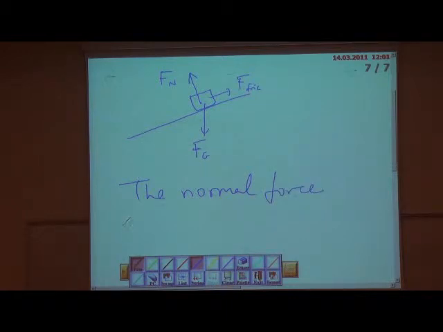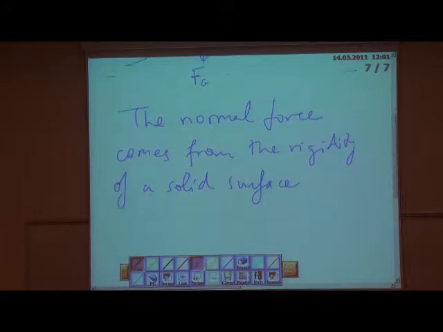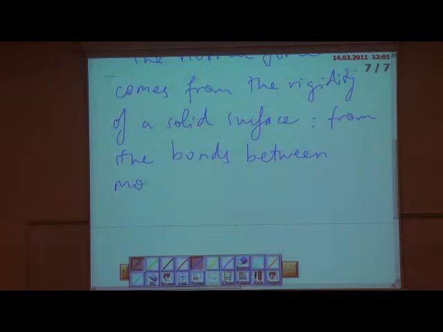The normal force comes from the rigidity of a solid surface. Okay? That means from the bonds, chemical bonds between molecules binding the surface.